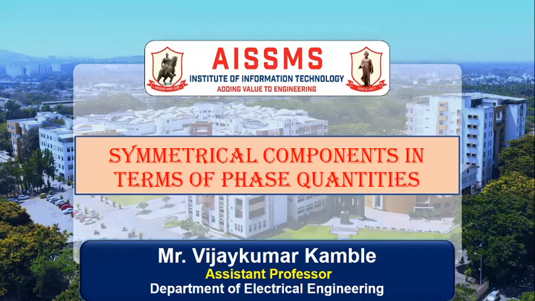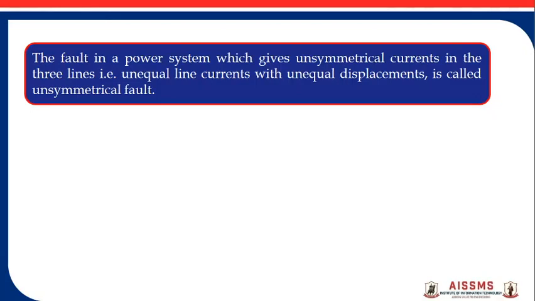Today we are going to see the topic symmetrical components in terms of phase quantities. We have two types of faults in an electrical power system: one is called a symmetrical fault and another is called an unsymmetrical fault. The fault in a power system which gives unsymmetrical currents in the three lines, that is, unequal line currents with unequal displacements, is called an unsymmetrical fault. Whenever a fault occurs in a power system, if the fault currents flowing through all three phases have different magnitudes and different phase displacement, then those faults are called unsymmetrical faults.